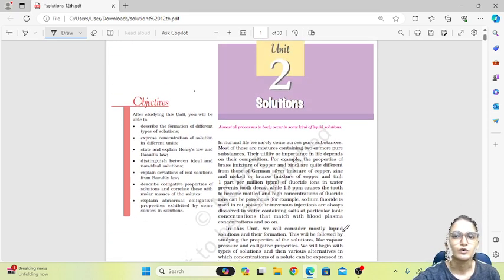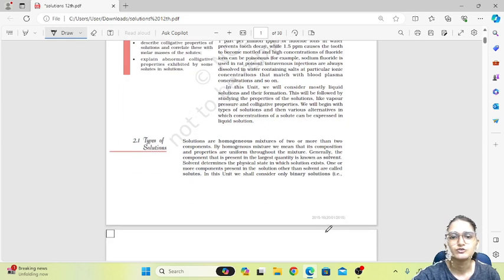Now solutions, what do you mean by solutions? Solutions are the homogeneous mixture. Okay, this word is very important. Homogeneous mixture of two or more than two components. Now homogeneous means what? The meaning of this word is when you have the substances or the components uniformly mixed with each other. Okay, so there are no differences, they are uniformly mixed with each other.